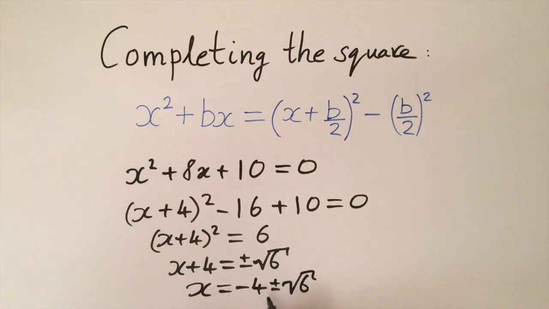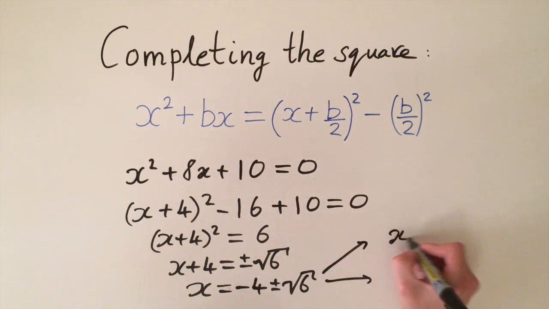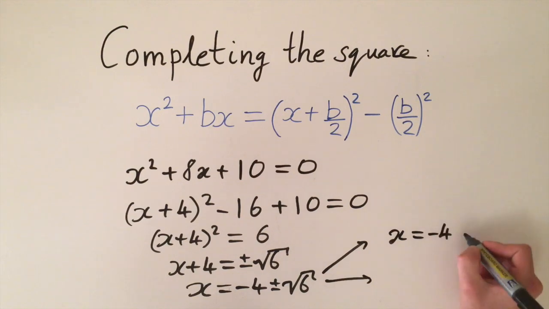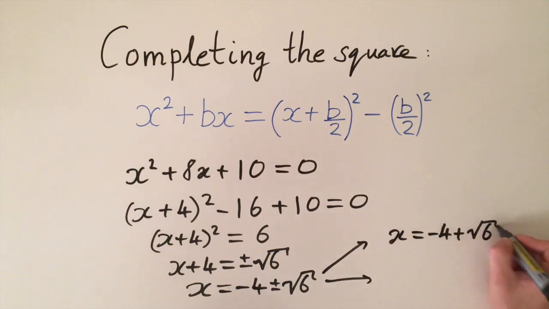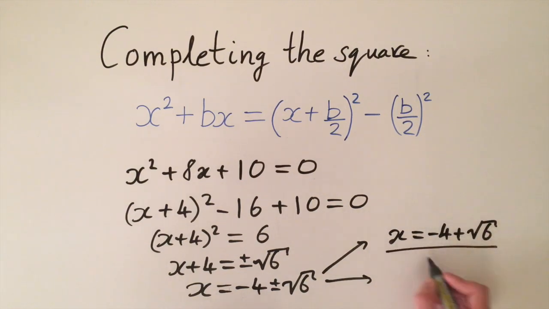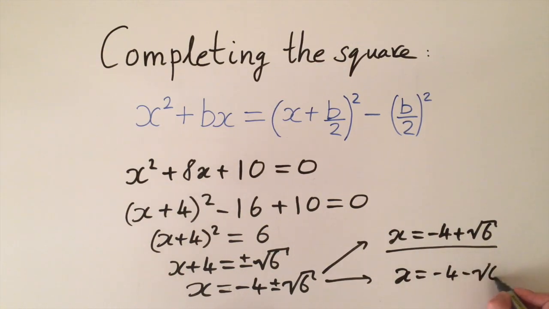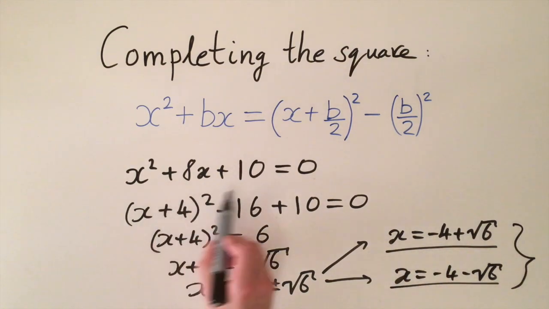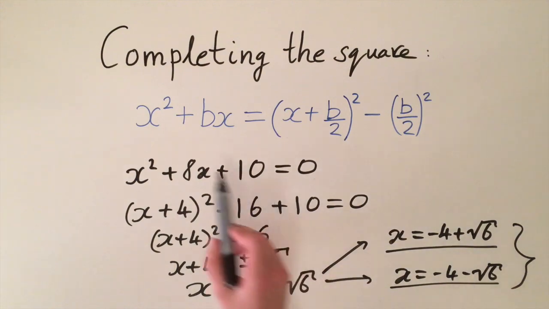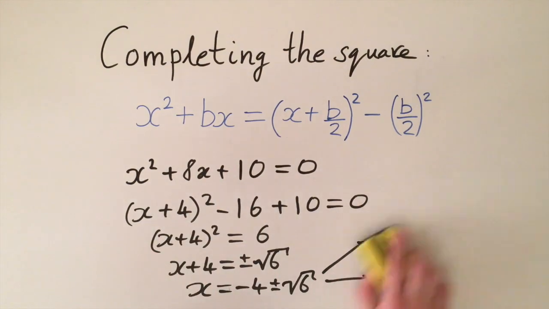Now what this plus or minus is telling us is basically that the plus version and the negative version are both solutions. So we can just decompose this as x equals minus 4 plus root 6, and so this is a solution, and x equals minus 4 minus root 6. This is also a solution. And these are both the solutions of the quadratic equation up here. So these are the numbers that will make this expression equal to 0.